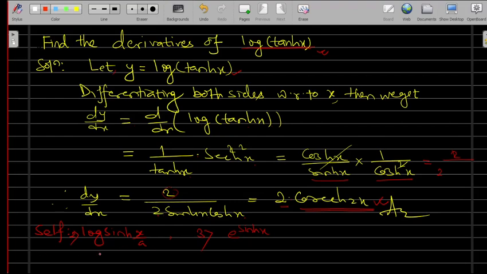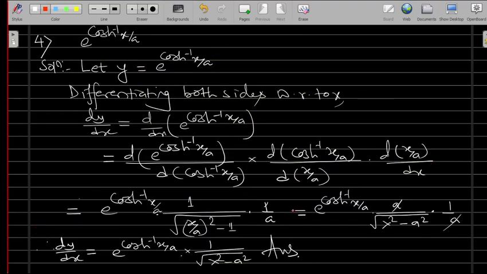Now you can try to find the derivative of log hyperbolic sine x by a. This is for self revision. And another is find the derivative of e to the power hyperbolic sine x. This can be practiced yourself. Okay, now move to the next question.